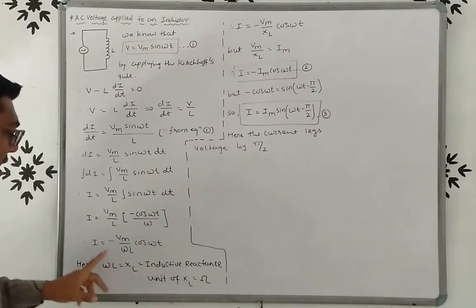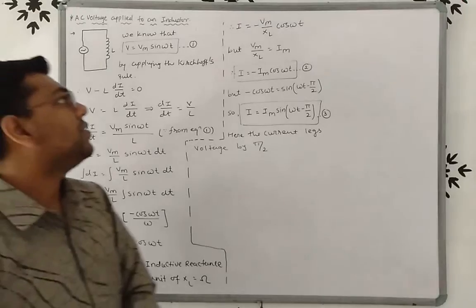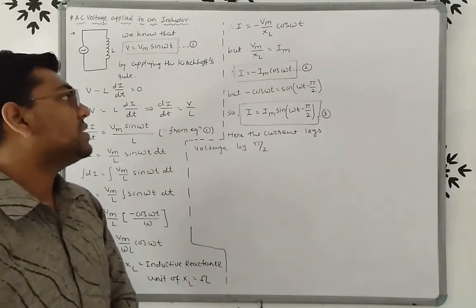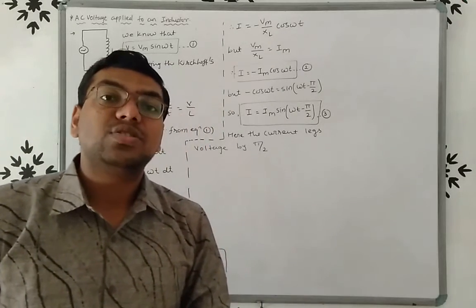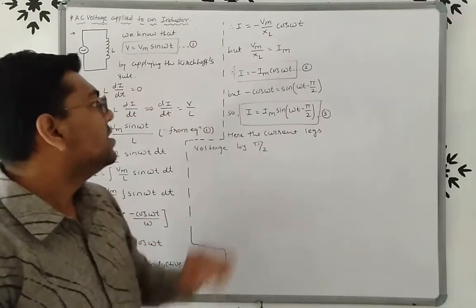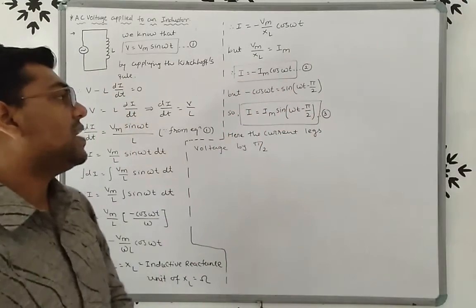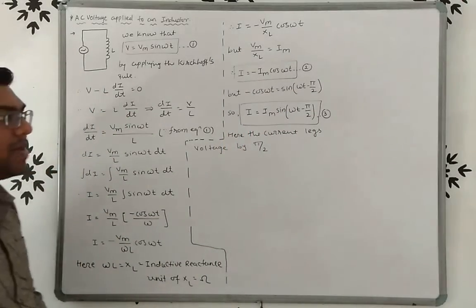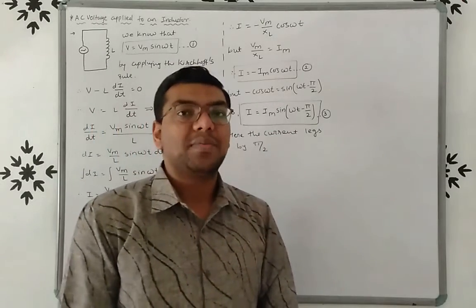Now, here I is equal to minus Vm by XL cos omega t, but Vm by XL is equal to Im. So I is equal to minus Im cos omega t, but minus cos theta is equal to sin theta minus pi by 2, right? You already know this concept. So here minus cos omega t is equal to sin omega t minus pi by 2. So I is equal to Im sin omega t minus pi by 2.